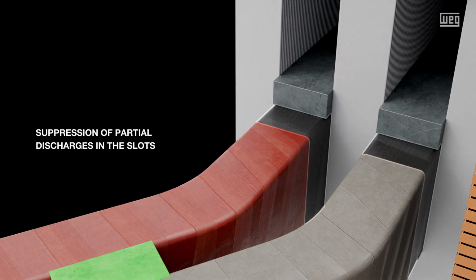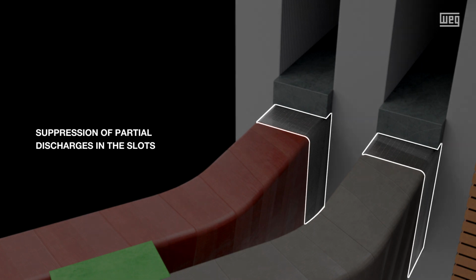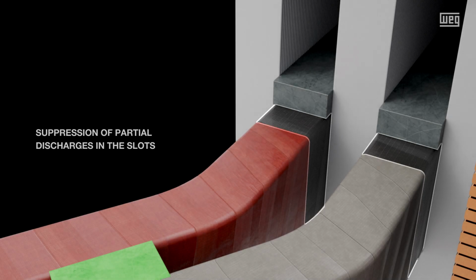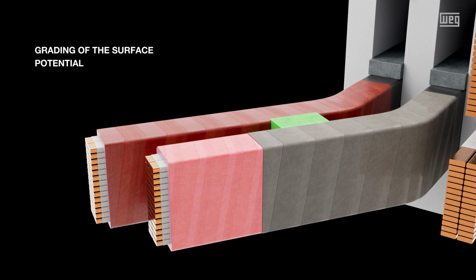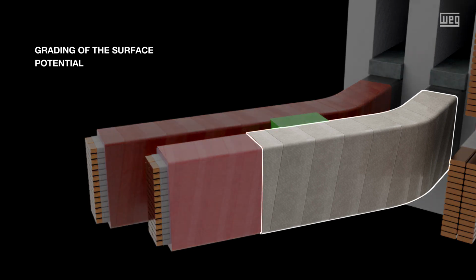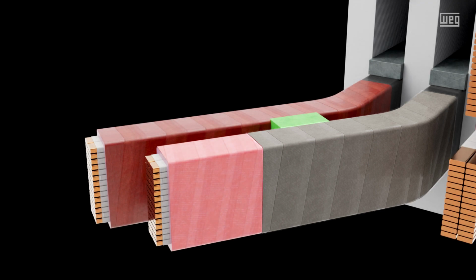The proper grounding of the groundwall insulation surface avoids a high electric field in any void existing at the interface with a magnetic core, thus suppressing discharges along the slots. With a proper grading of the surface potential at the ends of the magnetic core and end windings, it is possible to prevent surface and corona discharges in these areas, avoiding accelerated degradation of the insulation system.